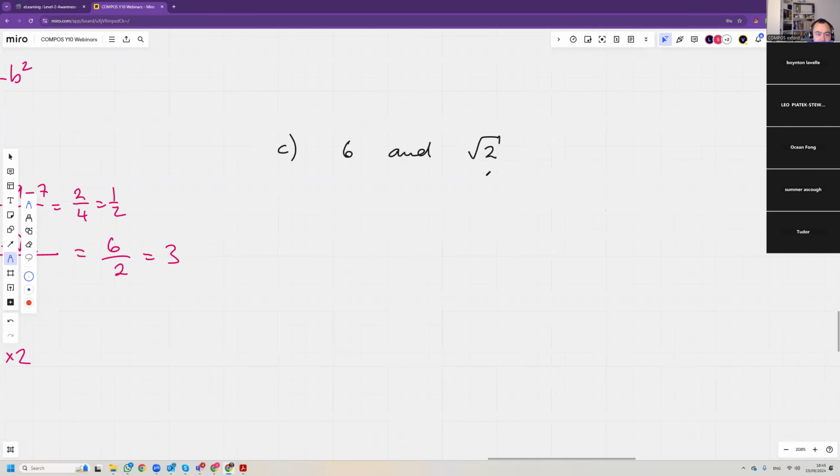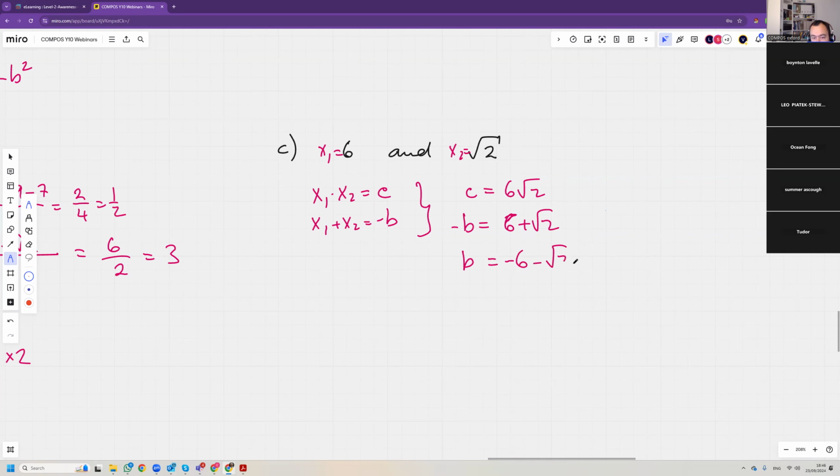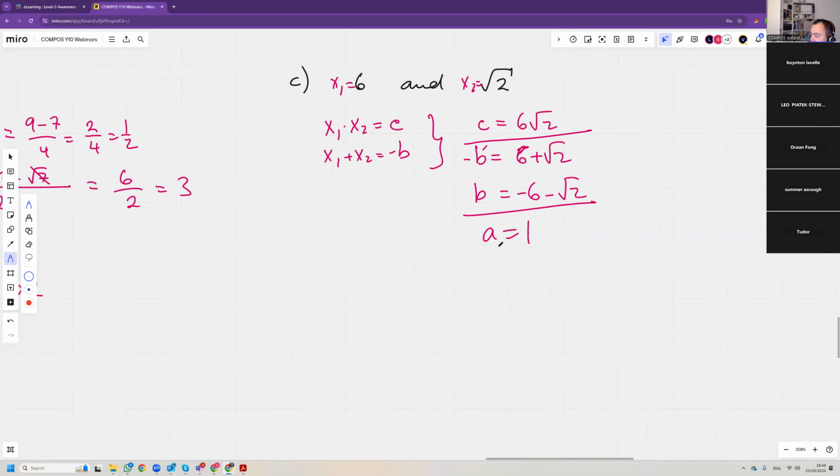The last one, 6 and root 2. So again, x1 is 6, x2 is root 2. So we write down Vieta's formulas. x1 times x2 is c, and x1 plus x2 is minus b. So here c is 6 root 2, because we multiply them. And minus b is x1 plus x2, so it's going to be 6 plus root 2. And so b is minus 6 minus root 2. So we found this. A is 1 again.